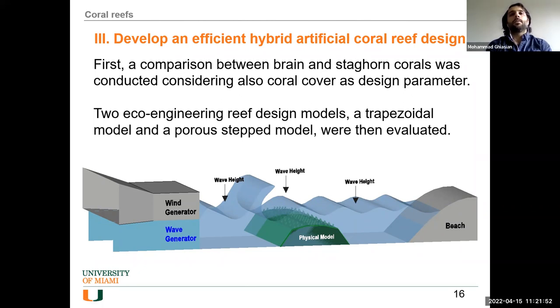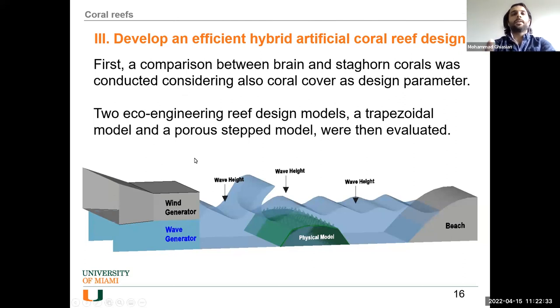Therefore, another coral species, which is again prevalent in South Florida, boulder brain corals, was investigated in this phase of the experiments. So we added another species of the corals to develop our methodology and expand our results to another type of the corals. And then also the coral cover was changed. The coral cover was changed to low, intermediate, and high percentage in terms of the population of the corals on the reef in order to explore these effects with respect to the coral covers.